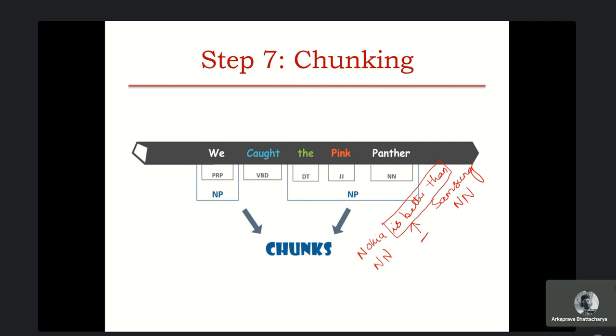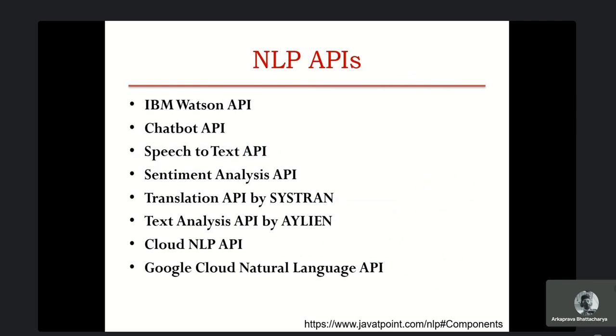This would be very helpful to companies in order to understand how the comparison is going between two different companies. There could be comparisons with respect to the features of mobile phones. It could be about movies. It could be about restaurants, right? All your viewpoints. So this is where chunking plays a very important role.